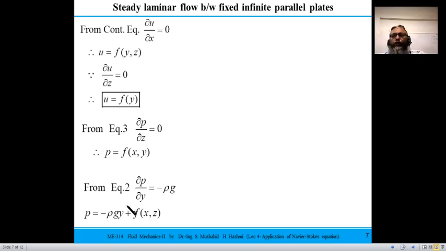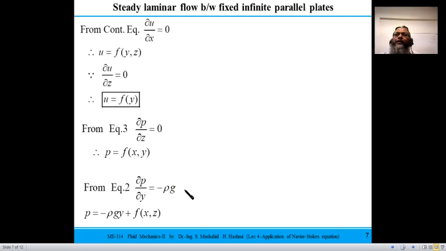If we look at equation number 2, which says that the pressure variation in the y direction would be minus rho g. So it means the pressure is some function of x and y, because we have already seen that the pressure is a function of x and y. The pressure variation with y is equal to minus rho times g.